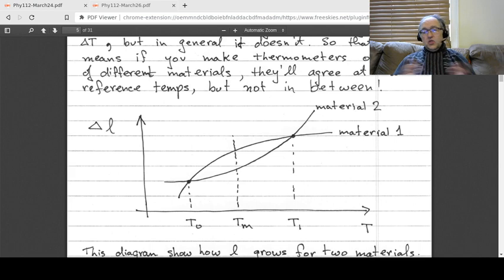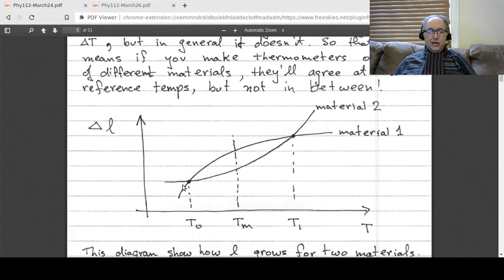This is just a schematic graph, but basically I'm plotting delta L, how much the length increases, as a function of T. We've just got these two materials, and they can be any two materials, and we've calibrated them, we've made them agree, so they both have a delta L of 0 at the lower temperature. Then at the higher reference temperature, there's going to be some delta L for each one of them. Probably to get them to agree, I'd have to normalize them somehow, but I'm not worried about the details.